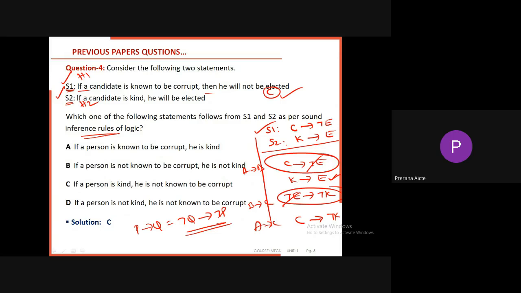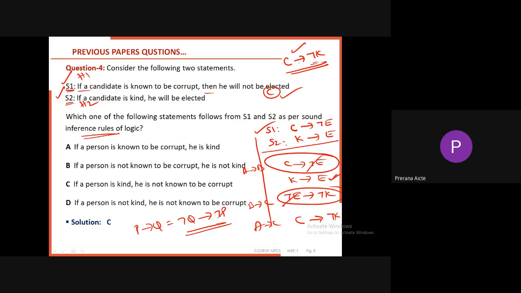Okay, so now from these two statements, the result is C implies negation K. C means, if he is corrupt, then he will not be kind. So that is the final result we got here. If he is a corrupt person, then he will not be kind. So not K means he will not be kind. Now from these statements we need to check which statement will follow from that one.